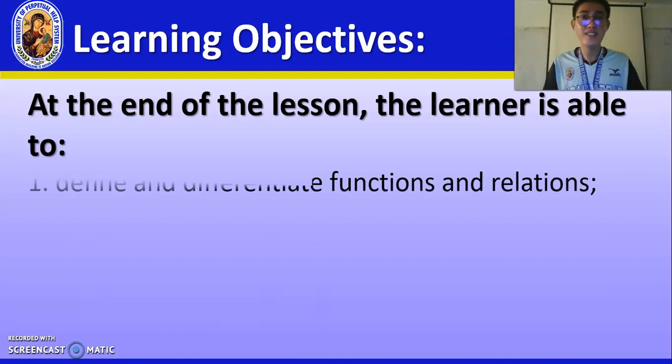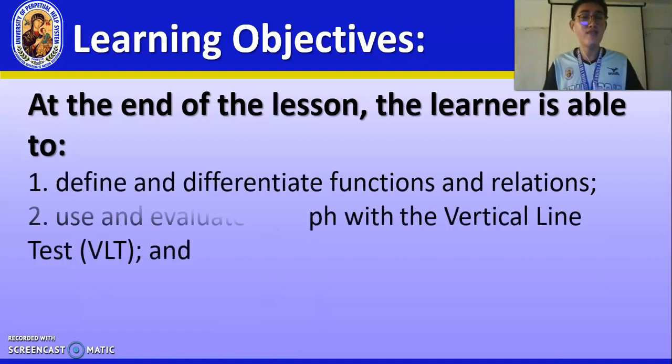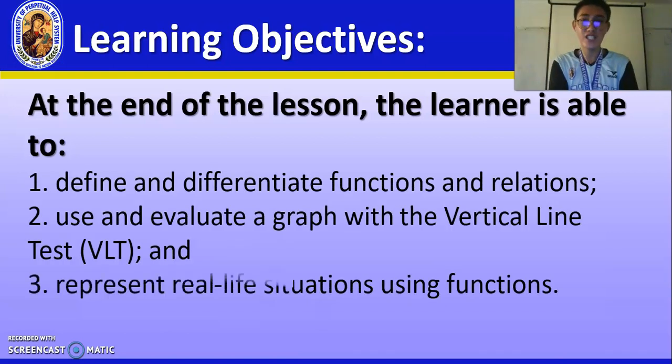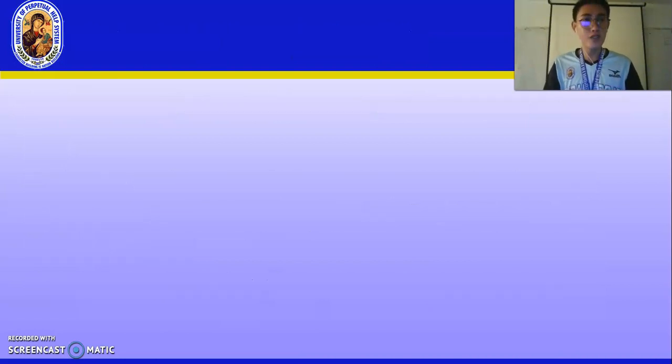At the end of the lesson, the learner is able to first define and differentiate function and relations, followed by use and evaluate a graph with the vertical line test and represent real-life situations using functions. Let's start with the first objective.